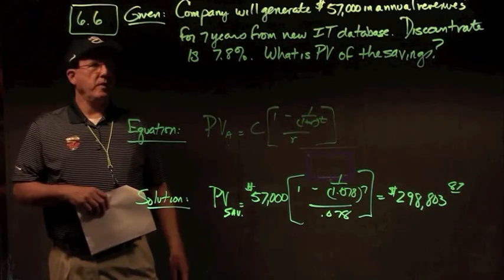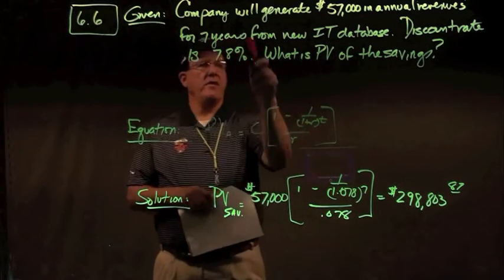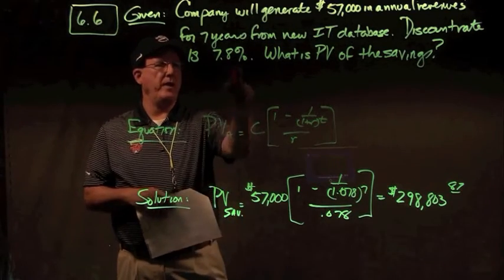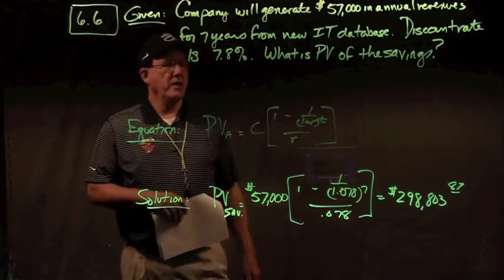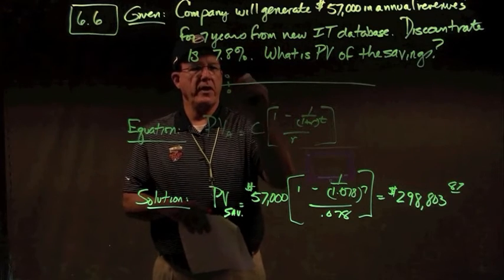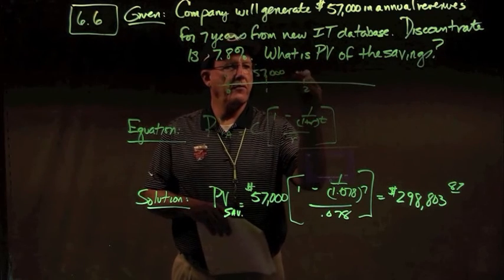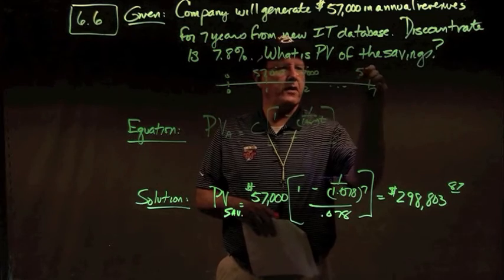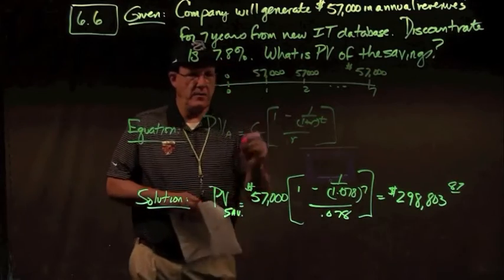In problem 6.6, we have a company generating $57,000 in annual revenue savings for 7 years from a new information technology database. The discount rate is 7.8% for this project. What is the present value of these savings that are going to come in every year? Do we have an annuity? We have time 0, we have nothing, but in time 1 we get 57,000. Time 2, 57,000, all the way out to year number 7, $57,000 coming in savings. What's the present value of these?